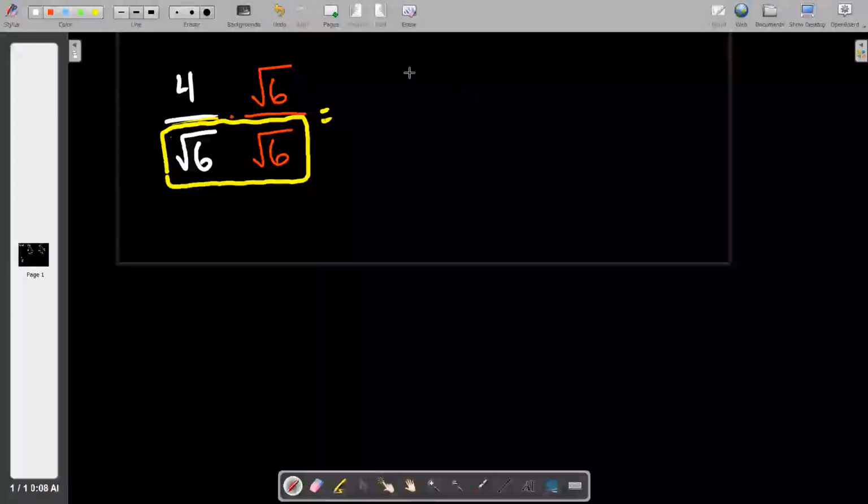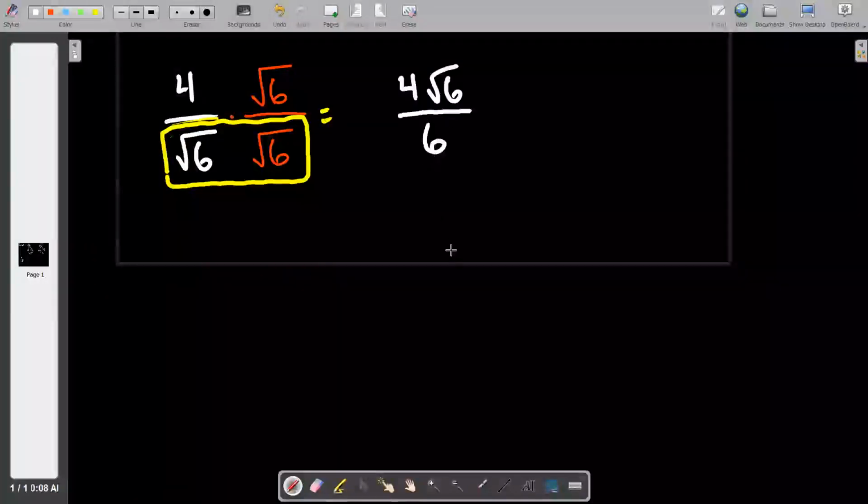So what do we get on top? It's very unexciting. You get 4 root 6. Sorry, there's just no meat on that bone, right? But what do we get on bottom? You guys are good. And then the final step in this process, as I said earlier, is you got to know.